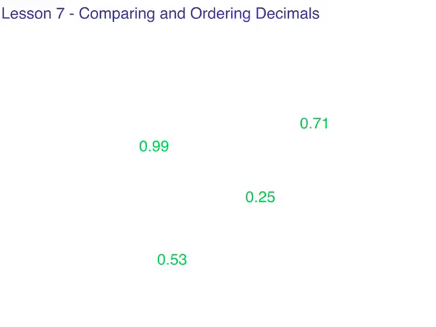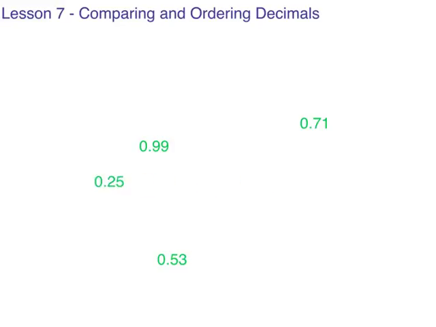Welcome to Lesson 7, Comparing and Ordering Decimals. In this lesson, we're going to learn a couple of strategies we can use when we want to put decimals in order from smallest to biggest or biggest to smallest. If you look at the decimals here on the screen, you might think, well, that's pretty easy. I can put these in order.